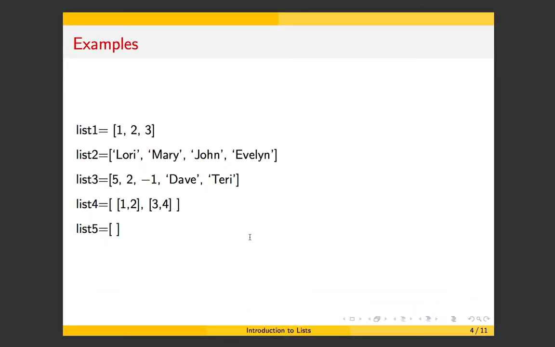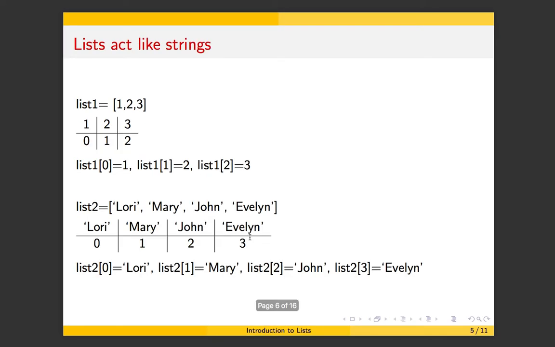So here's our first example of a list in Python. The first observation to make is that lists are kind of like strings, where you have individual elements of a list, and they each have a location inside of the list. So this list here, consisting of the numbers 1, 2, 3, the first element of this list is the number 1, the second is the number 2, the third is the number 3, and so on. This list 2 right here, the first element is the name Lori, the second one is the name Mary, and so on.